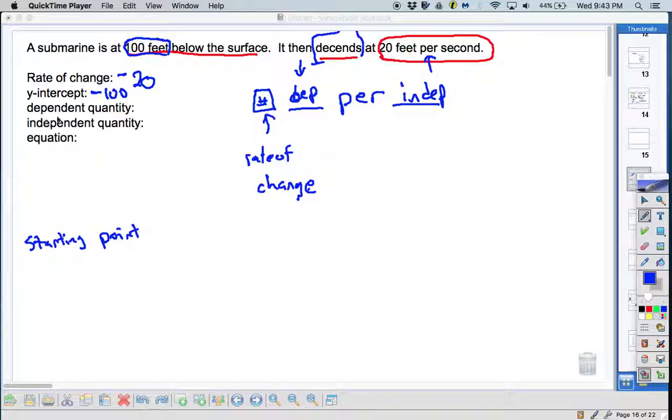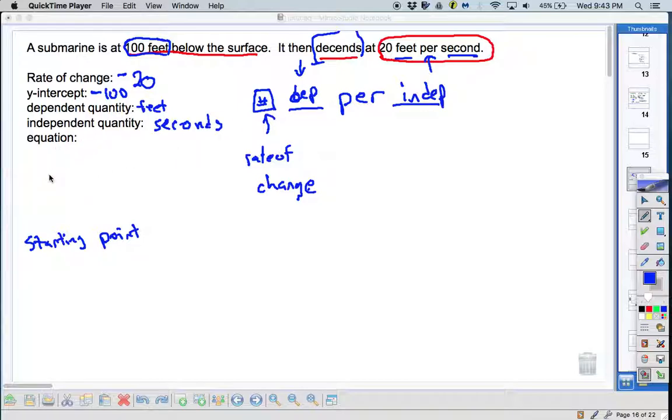Okay? So next, dependent and independent, those came from around the word per. Dependent is the one before per, so in this case it is feet. And then the independent right here is the one that's after the word per. So I looked after the word per, and what do we see? We see this word seconds. So independent is going to be seconds.